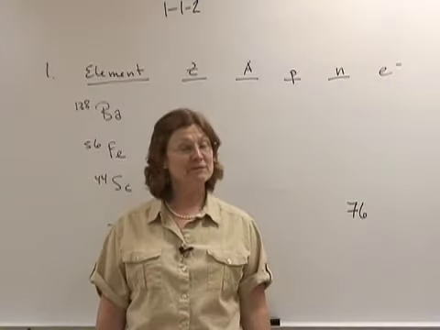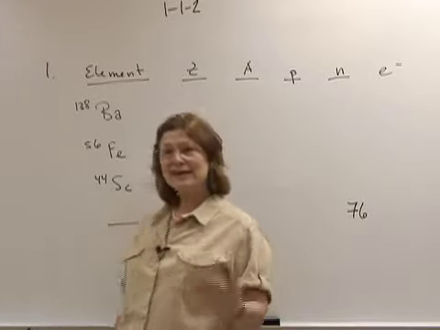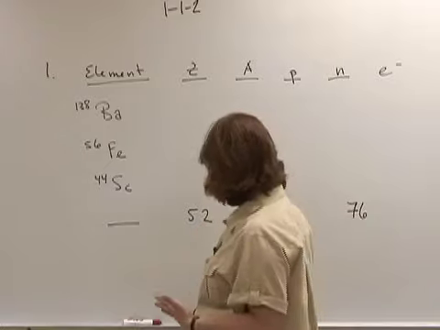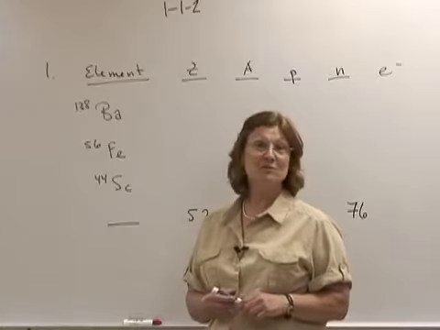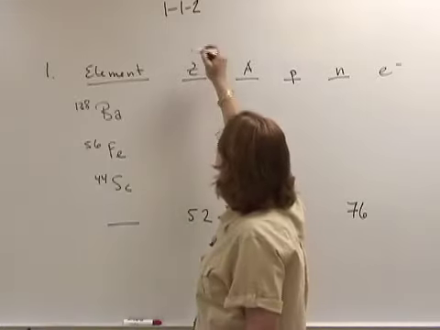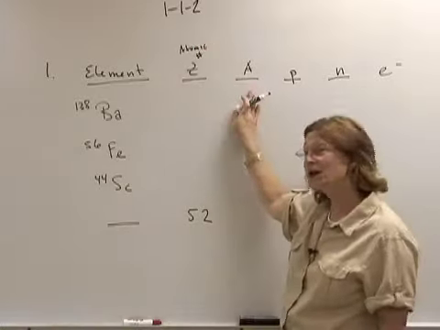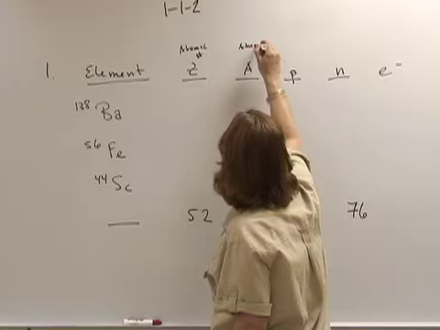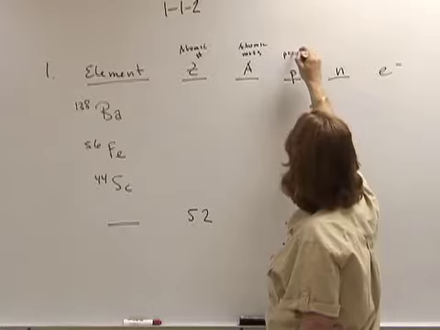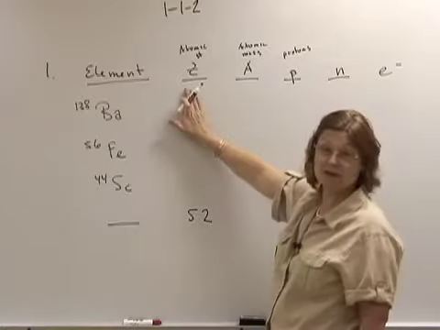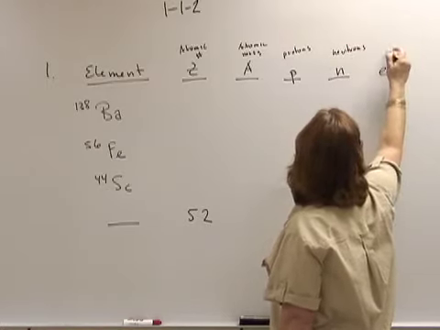In number 1, I am given a table of different things to complete. And we need to understand the terms that we were discussing yesterday. You may want to go and review that if you don't remember. Well, the Z is the atomic number. The A is the atomic mass. P is for protons, which is the same as the atomic number, and N is for neutrons, and E is for electrons.